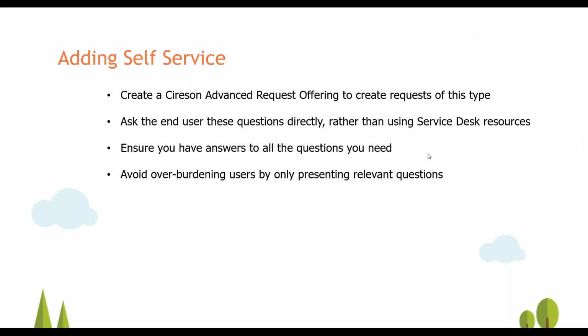We can't give you equipment if you don't tell us what you need, if you don't provide a justification or a budget number or whatever else we might need to get you that machine. We need to ask that. So we can ask those questions in what's called a Cireson Advanced Request Offering, and we can expose that type of request through the free Cireson self-service portal to allow our end users to create those requests without even having to go through IT to do so.